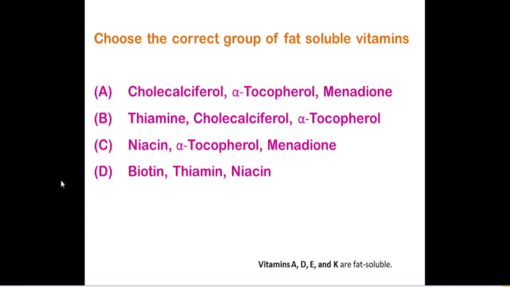In this video, we'll be discussing the answer for a question that has been asked in the food technology paper for GATE Excel. Choose the correct group of fat-soluble vitamins. Fat-soluble vitamins include vitamin A, vitamin D, vitamin E and vitamin K. So here they had given another name for these vitamins. So option A is correct. Cholecalciferol, alpha-tocopherol, menadione are the fat-soluble vitamins.